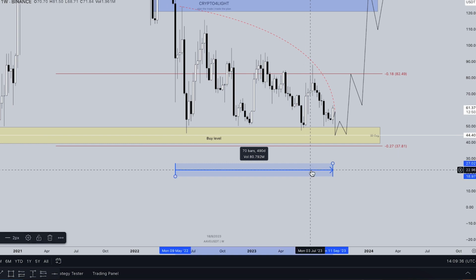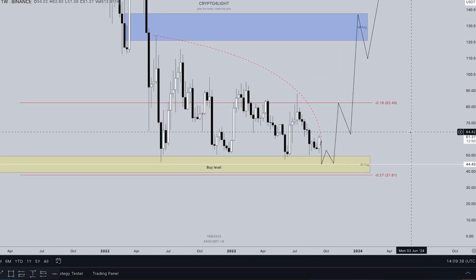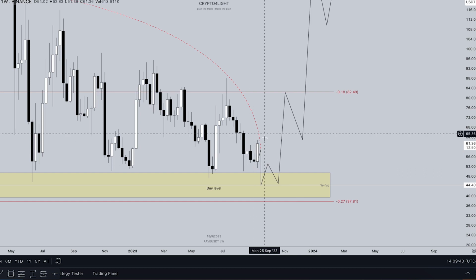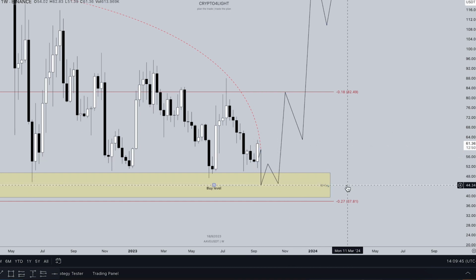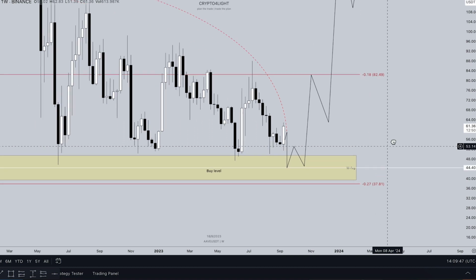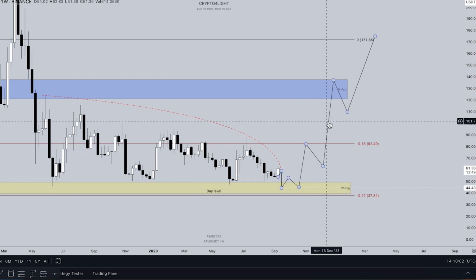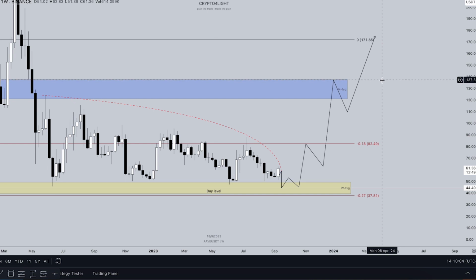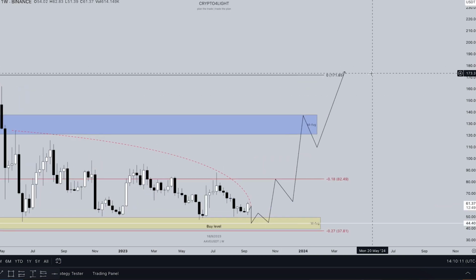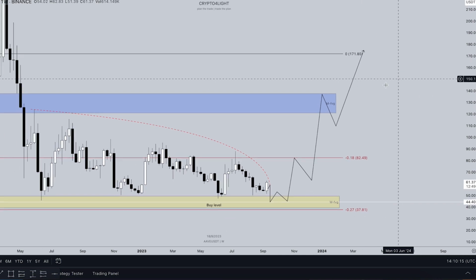The most positive scenario, and this is what I would like to see, is a test, something like this, on a weekly time frame, testing 50% of the weekly gap around $45, and then starting to go out of the 27 zone. This is the visualization of what I would like to see on the chart. The main middle term targets for AAVE will be around 137, and the top, only top, middle term is over $171.